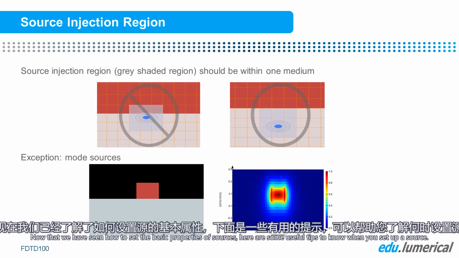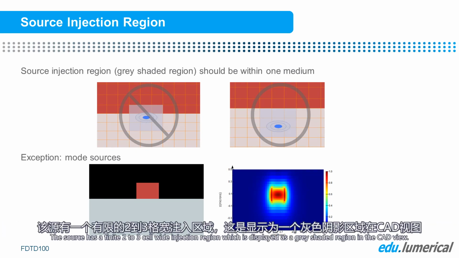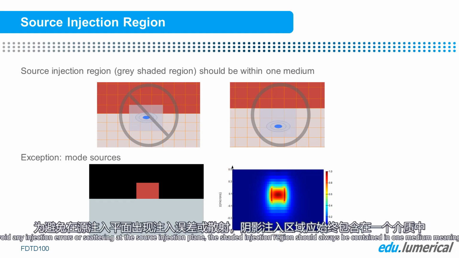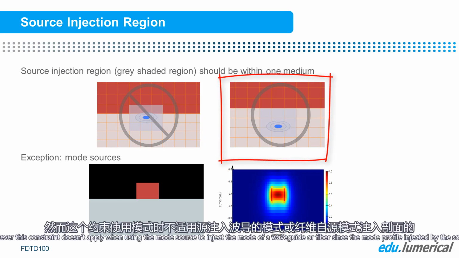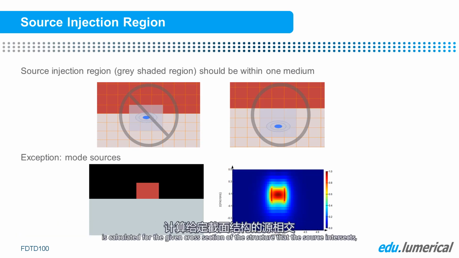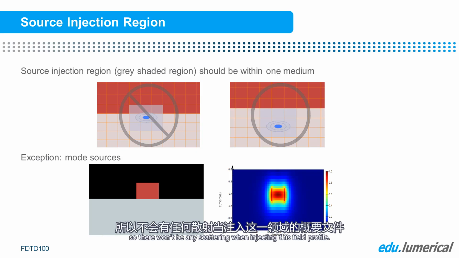Now that we've seen how to set up the basic properties of sources, here are some useful tips to know when you set up a source. The source has a finite 2 to 3 cell wide injection region, which is displayed as a gray shaded region in the CAD view. To avoid any injection errors or scattering at the source injection plane, the shaded injection region should always be contained in one medium, meaning that the source injection region shouldn't intersect with two different objects. However, this constraint does not apply when using the mode source to inject the mode of waveguide or fiber, since the mode profile injected by the source is calculated for the given cross-section of the structure that the source intersects, so there won't be any scattering when injecting this field profile.